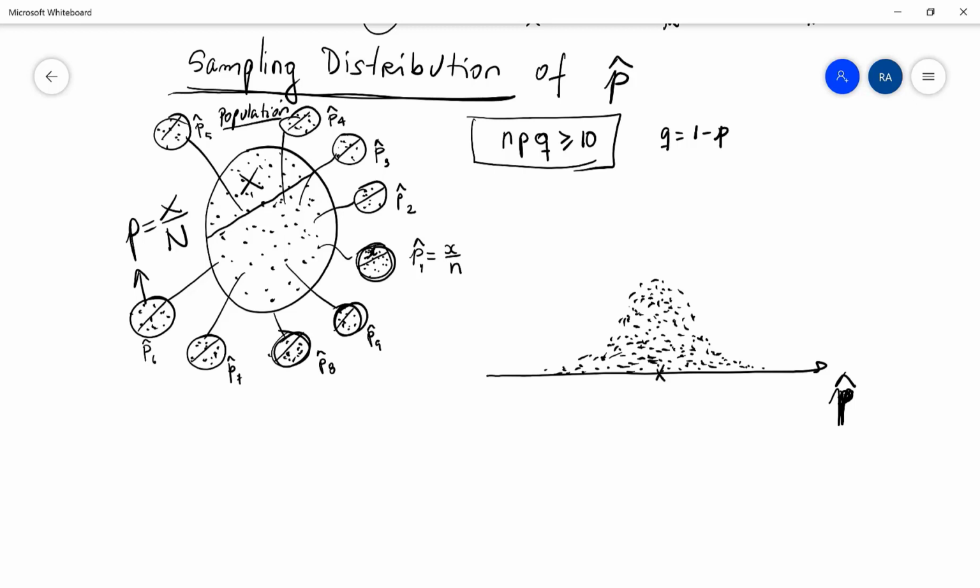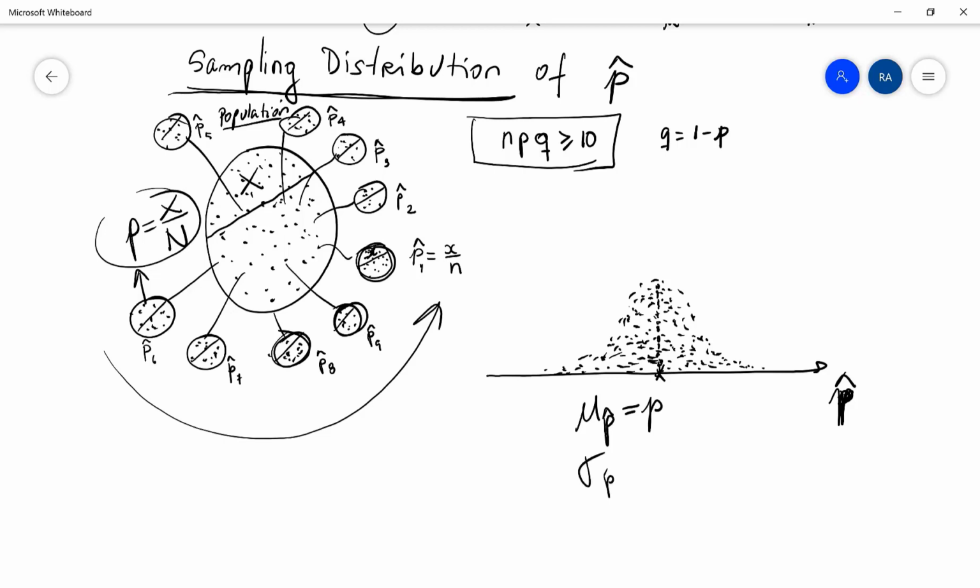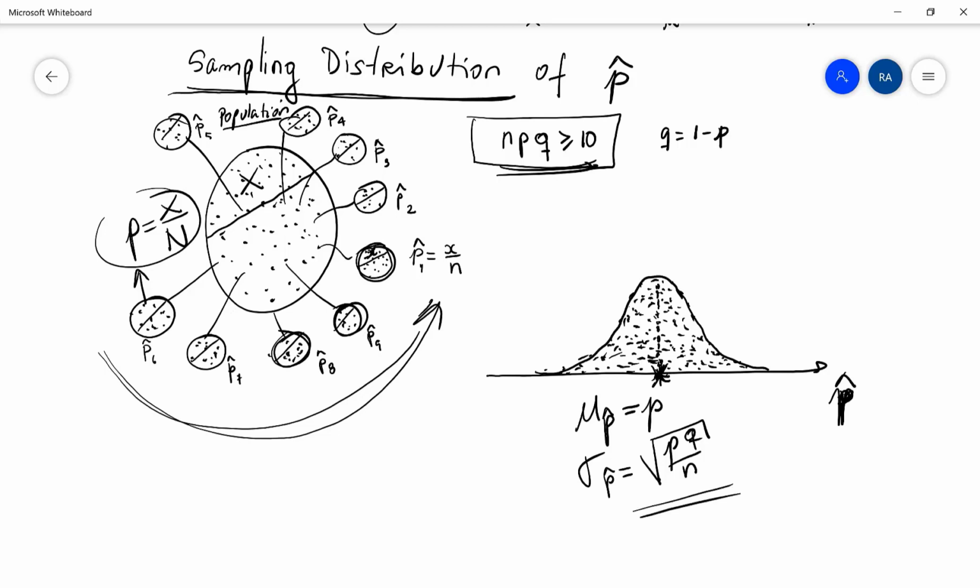And in the center of this pile, we have the true proportion of the population. That is the most popular sample proportion among all of these samples. Then the mean of all sample proportions will be equal to the true proportion of the population, and the standard deviation of all sample proportions will be given by the square root of pq divided by n. Then when my sample size is big enough, the distribution of all sample proportions follows a normal distribution, the center of the distribution is the true population proportion, and the standard deviation is given by this formula.